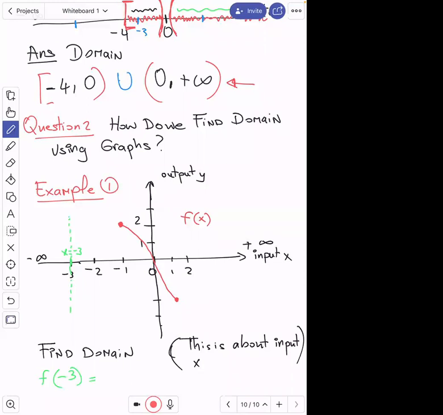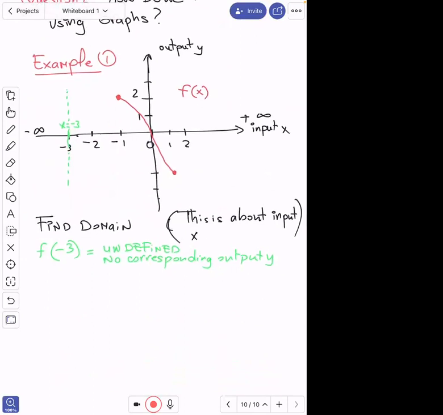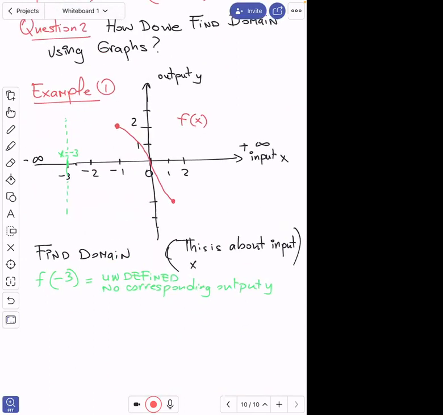So f of -3 is just undefined. There is no corresponding output y. So the answer here should be undefined. The reason is that there's no intersection with the graph, the red curve of f of x.